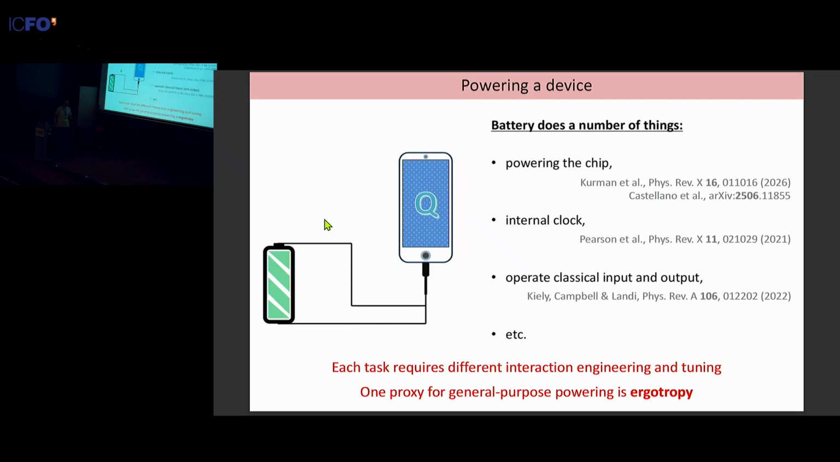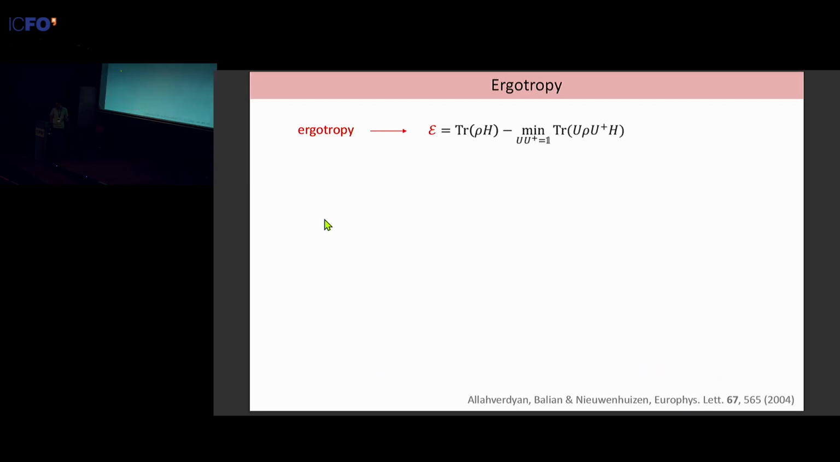a general proxy for powering a device. What would be the general quantity that we can think of in blanket terms? I transferred this amount of, in this case, ergotropy to the device. Then the device can decide what it needs to use it for. Our point is that ergotropy would be one of the key quantities to at least check against. We need to see how it works.